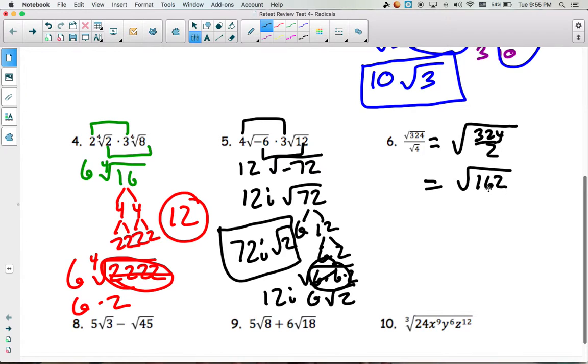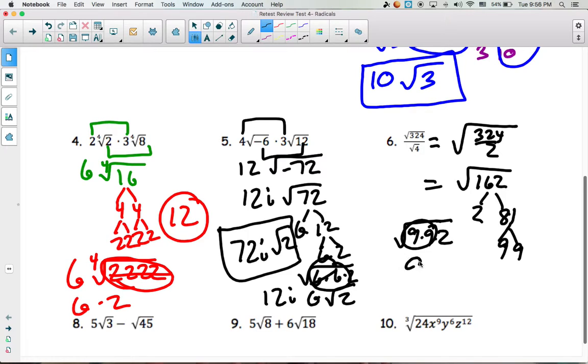And then what I want to do is take 162 and break that down. So I need to think of two numbers that go into 162. It ends in 2, so I know that 2 will go in there. That's 2 times 81. And I know 81 is 9 times 9. I could keep breaking it down, but with a square root, I just need two of the same numbers. So I can write this as 9 times 9 times 2.